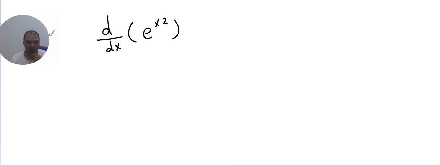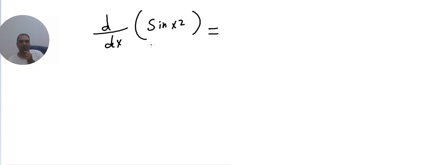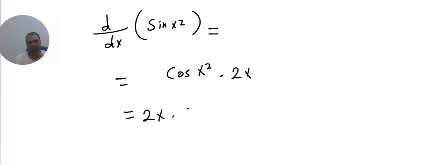What about this question? We want to find the derivative of this function. We can write e power x power 2 product by the derivative of the power. The derivative of the power will be 2x, so the derivative of this function will be 2x product by e power x power 2. Now we find the derivative of the function sine x power 2. We know the derivative of sine will be cosine, and the derivative of the angle x power 2 is 2x. So the result will be 2x product by cosine x power 2.